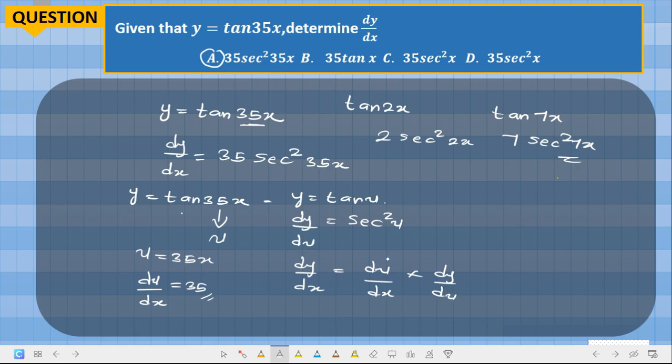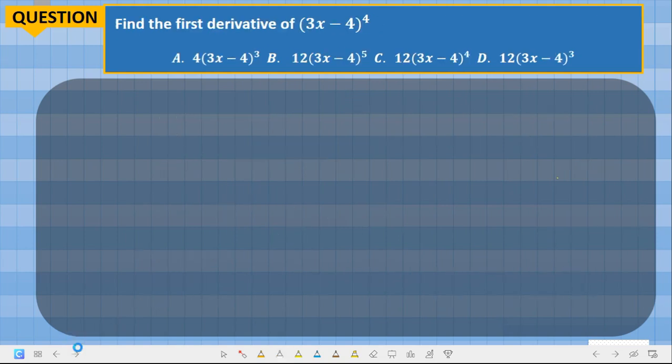And you know that your dy/dx is equal to du/dx times dy/du. Why? Because du cancels du, you are left with dy/dx again. Now what's your du/dx? Your du/dx is 35, times dy/du, which is sec square u. This becomes 35 times sec square. What is your u? We say u is 35x, right? So put 35x, and at the end of the day your final answer is 35 sec square 35x. That is the correct answer to that question.